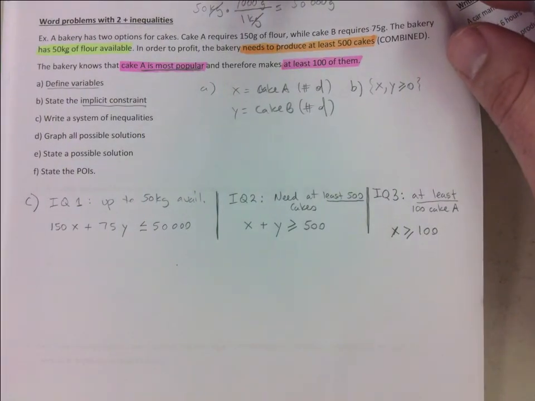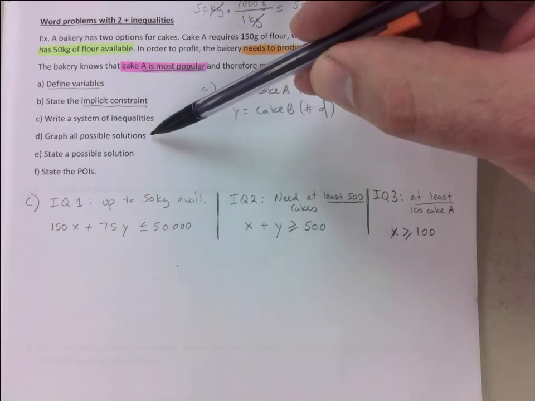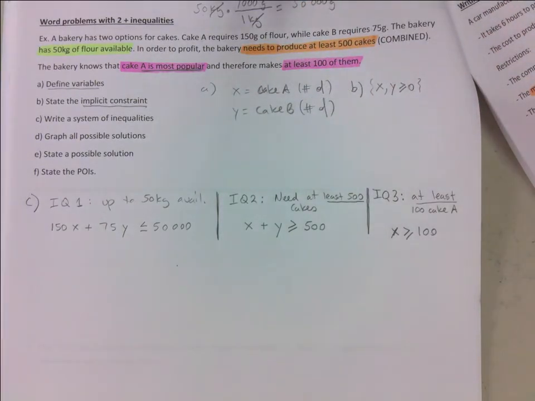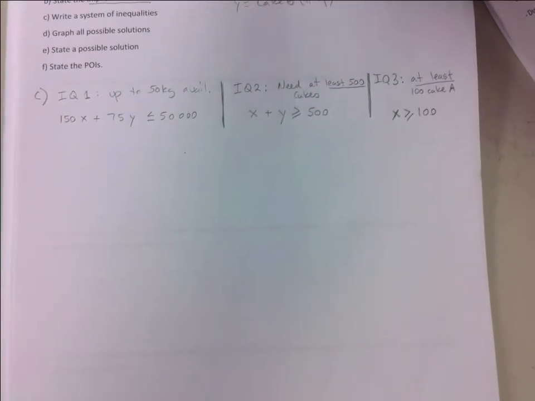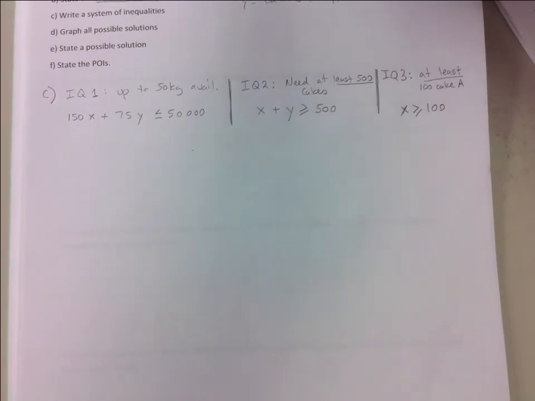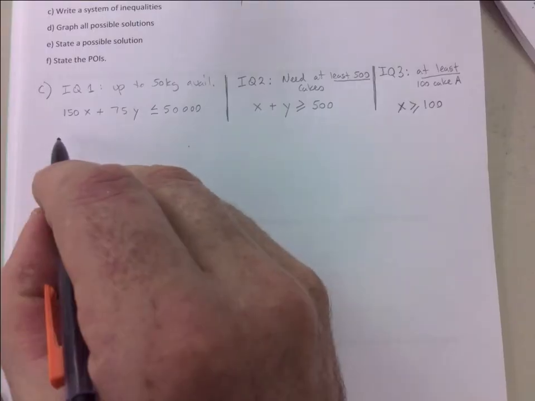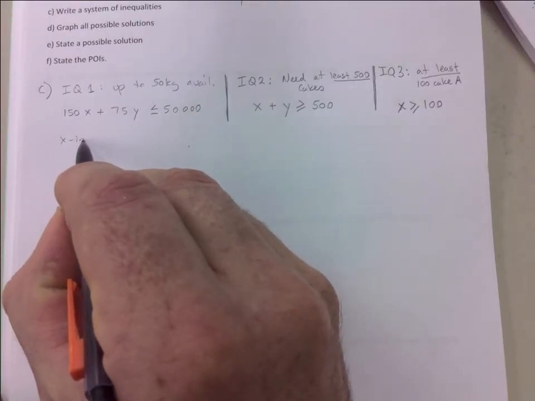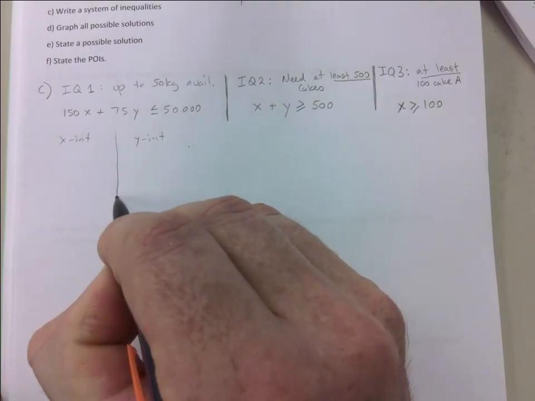We will do that. Graph all possible solutions, that's D. That's when we actually graph it, okay? So let's go ahead and do that. I'm going to give you a little bit of time to do that yourself. So basically, I want you to figure out the X and the Y intercept for both of them, okay?